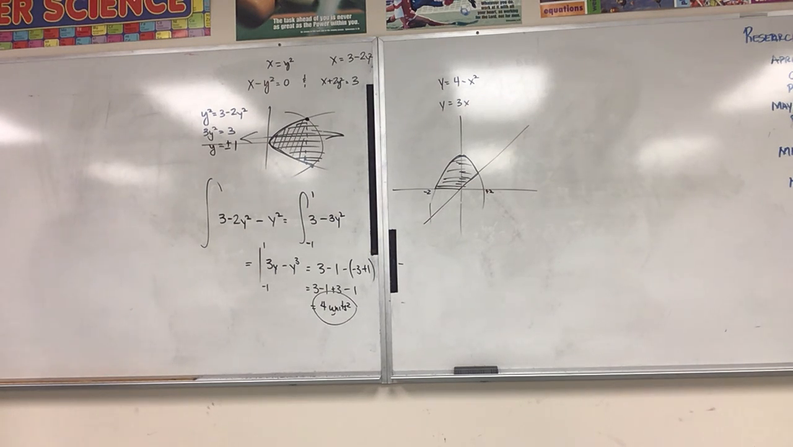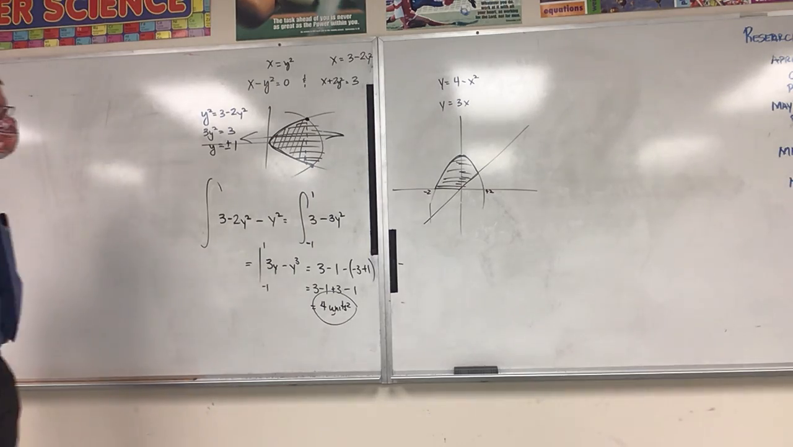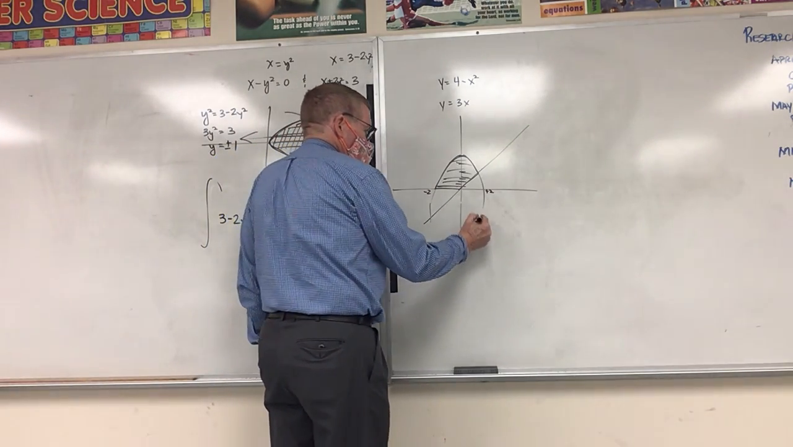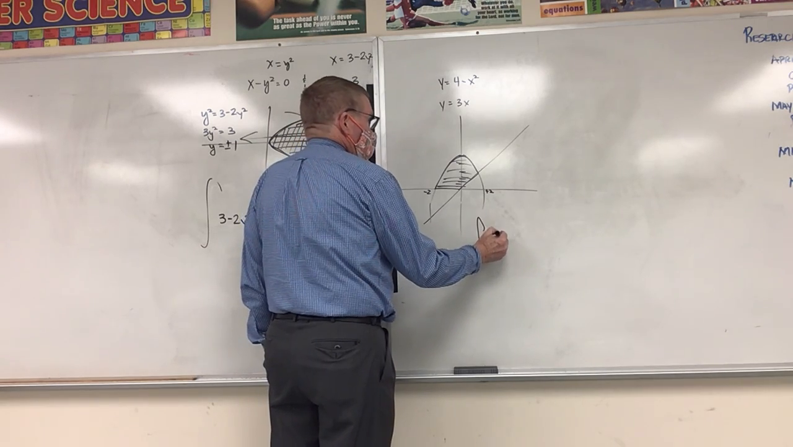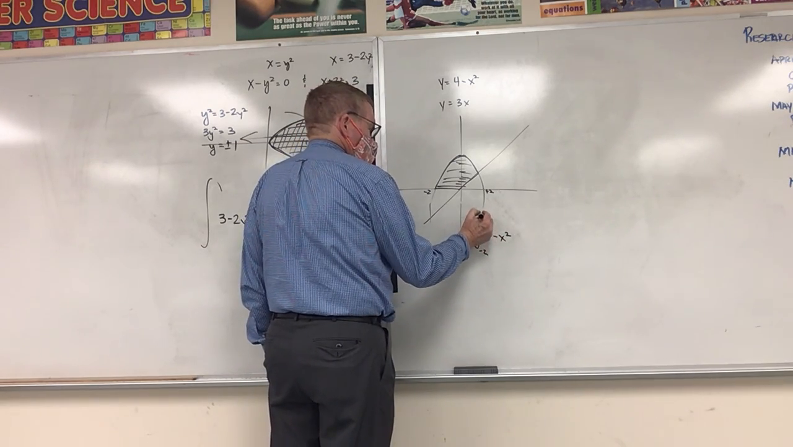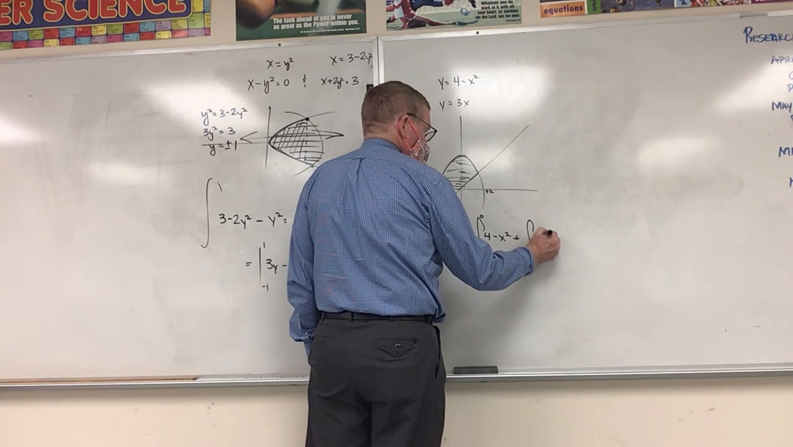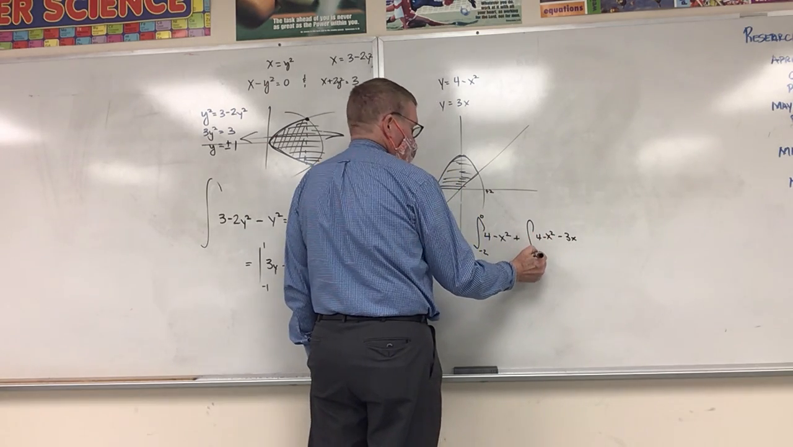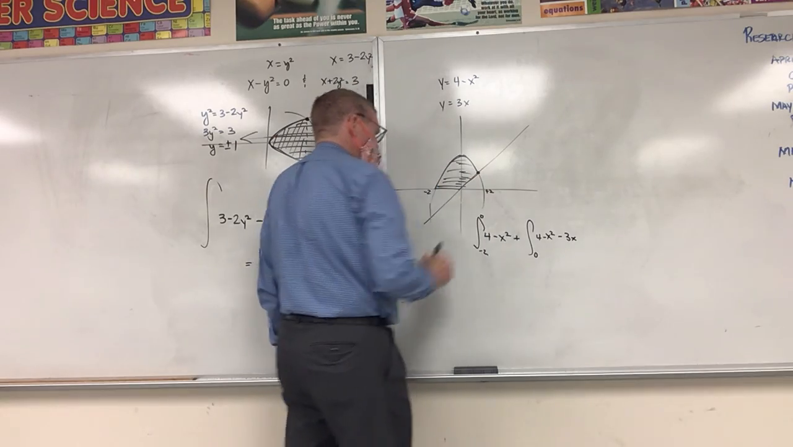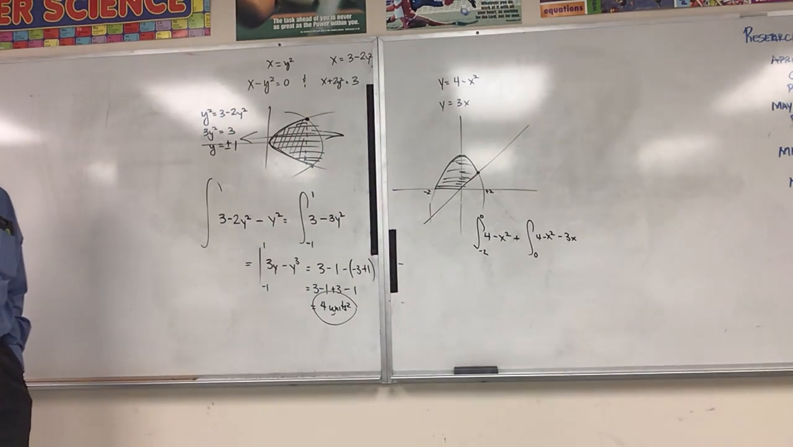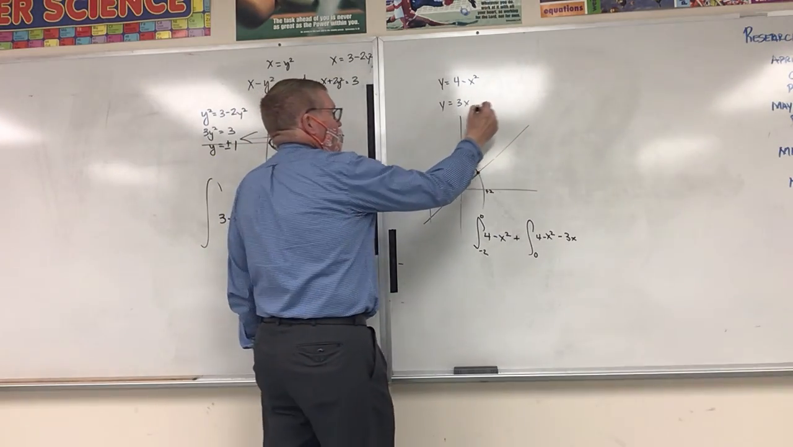In this case, it doesn't matter if we do y or x, because both ways, there's a point where the area is not touching them. So in this case, you're going to have to split it up. So we could take the integral of 4 minus x squared from -2 to 0, plus the integral of 4 minus x squared minus 3x from 0 to whatever this point here is, which we would have to find. And we can find that by setting them equal to each other.